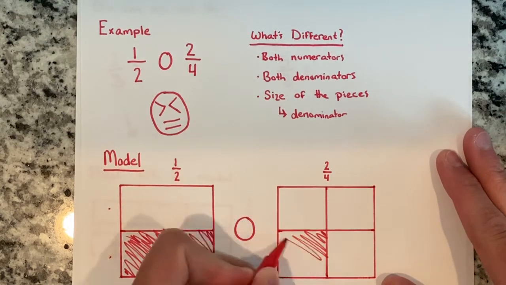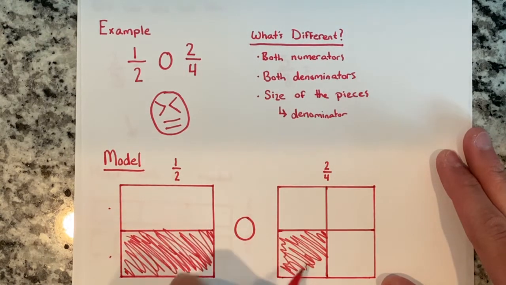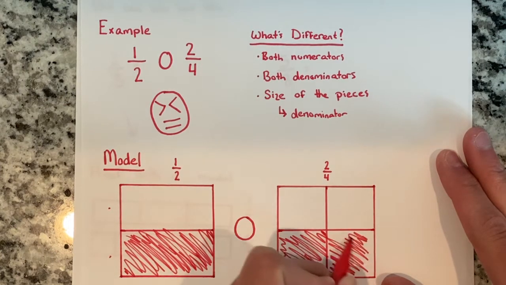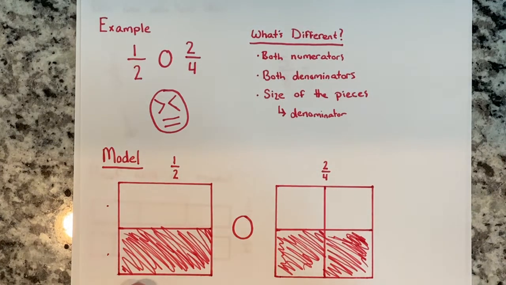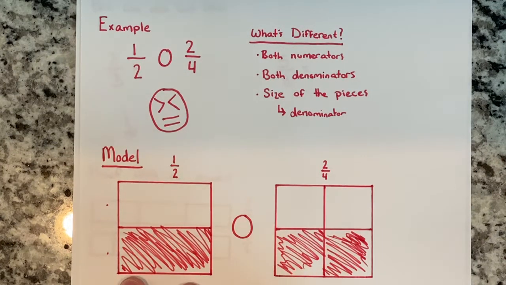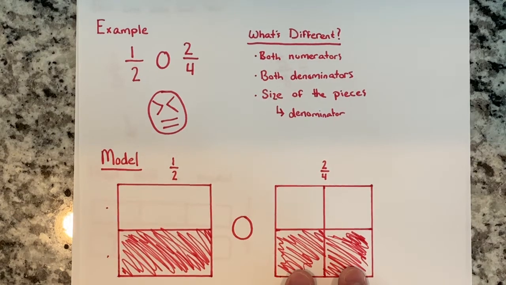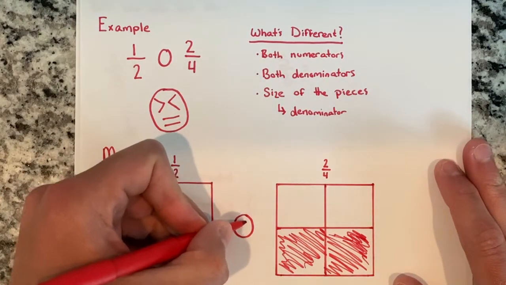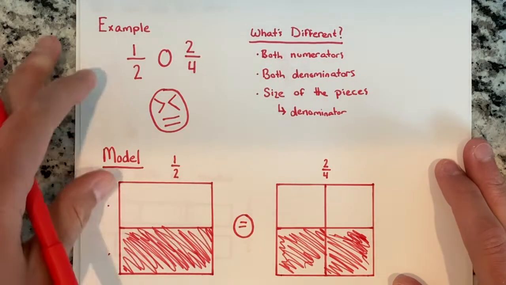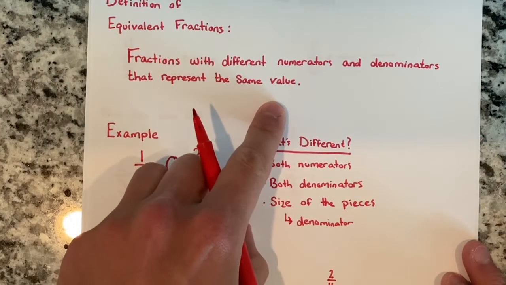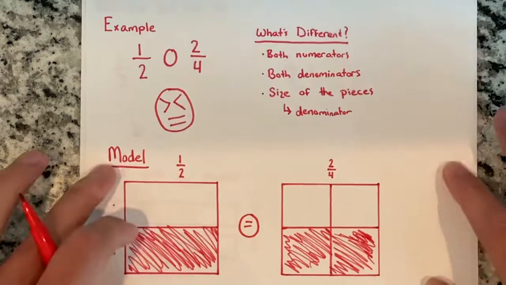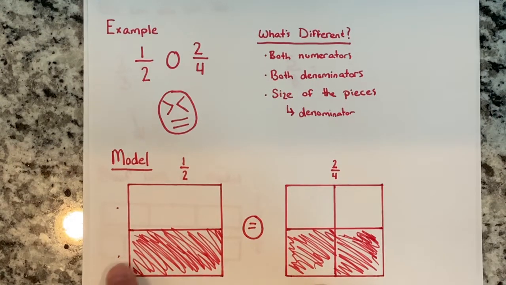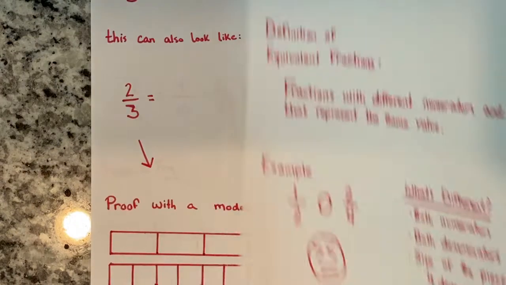1 piece, 2 pieces. And without having any mathematical background here, I can just look at these shapes and recognize that the amount of the 1/2 here and the amount of the 2/4 here represent the same value. They represent the same exact amount, which takes me back to that definition: fractions with different numerators and different denominators that represent the same amount. So I can use my model here to prove it.